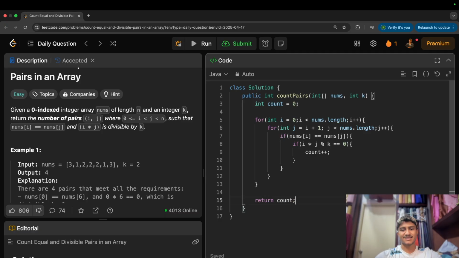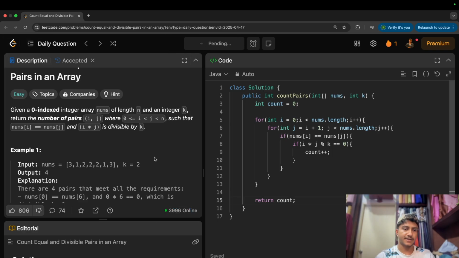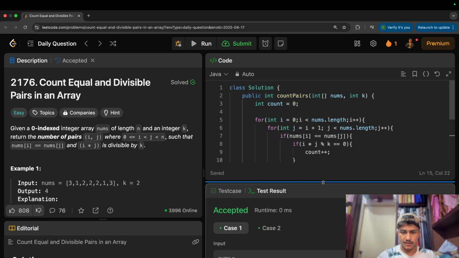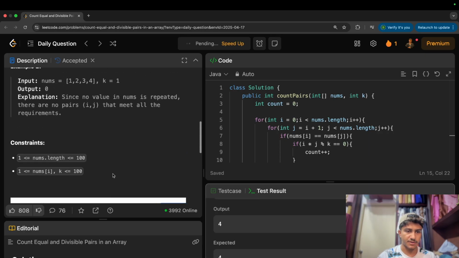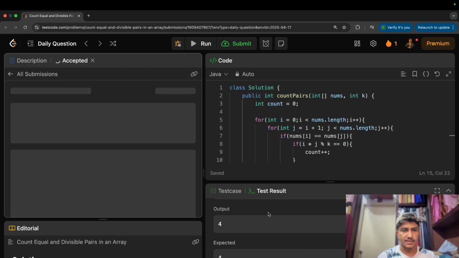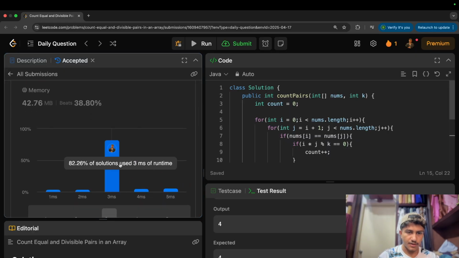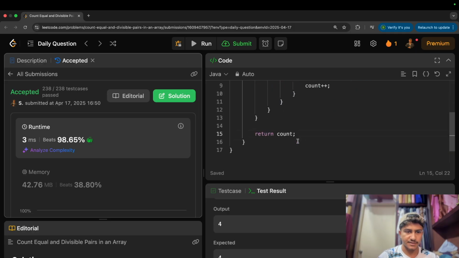That's it, guys. Like 4,000 people are solving this. It's a daily problem. And then here we go, we can submit this. There's no constraint talking about time complexity. The time complexity is order of n square. So yep, we beat 98% of the solutions, so not bad.